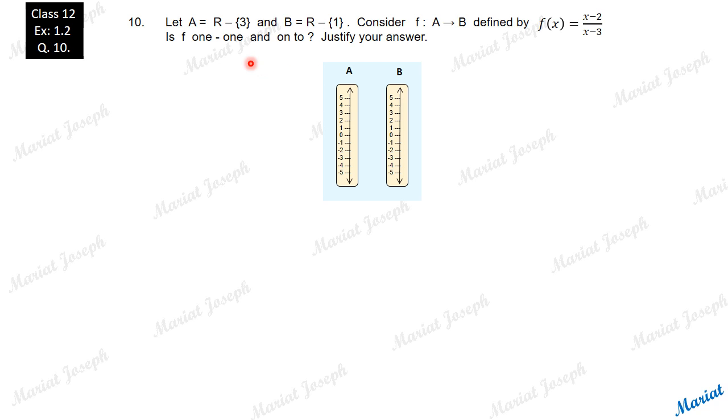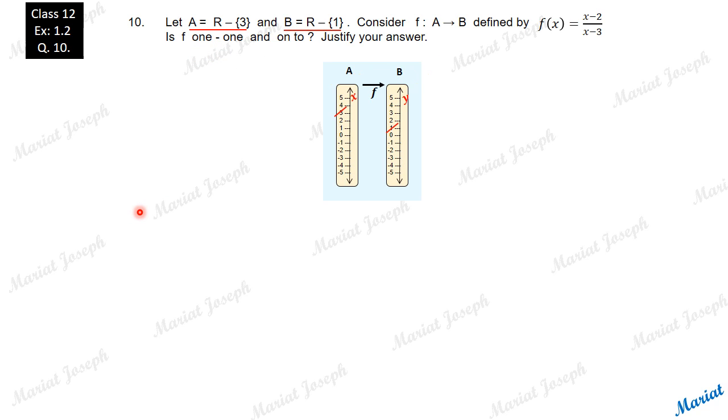Here, set A and set B are defined like this. From the complete real numbers, you delete the number 3 to get set A, and from the complete real numbers delete the number 1 to get set B. In this function, the domain is set A and the codomain is set B. A function is defined from A to B, and the rule is here. We need to check whether it is a one-one function.